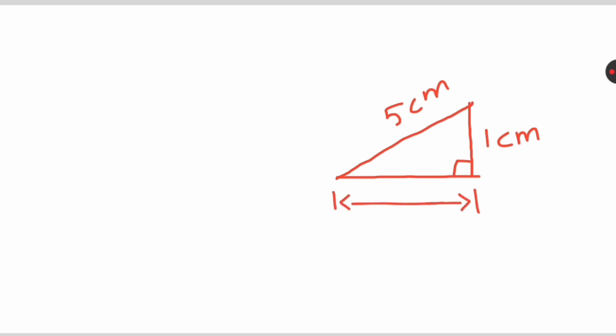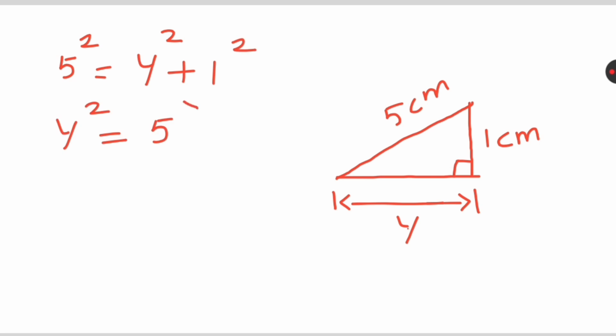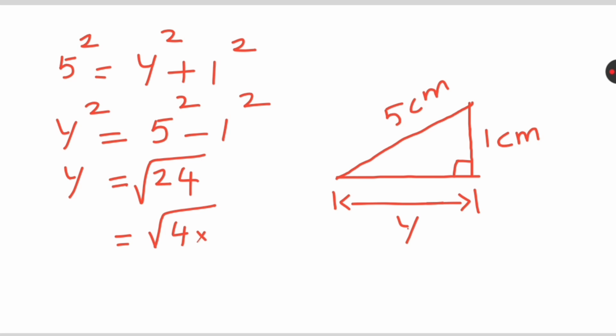According to the Pythagorean theorem, hypotenuse square equal to, so this is the hypotenuse. And this distance we just call it as y. Hypotenuse square equal to sum of the two side square, that is y square plus 1 square. Y square equal to 5 square minus 1 square. So 5 square is nothing but 25. 25 minus 1, which gives 24. So then y equal to square root of 24. Square root of 24 we can write it as 4 times 6. So it's nothing but 2 root 6. So this distance is 2 root 6.